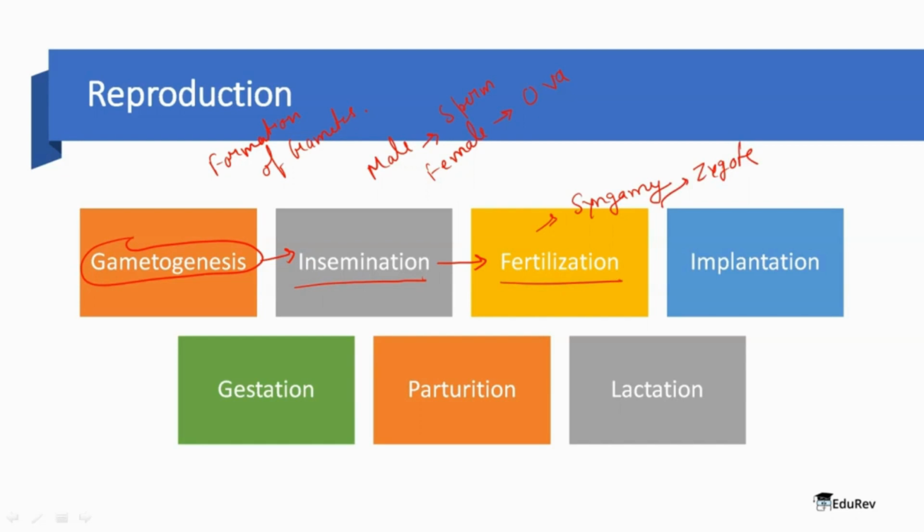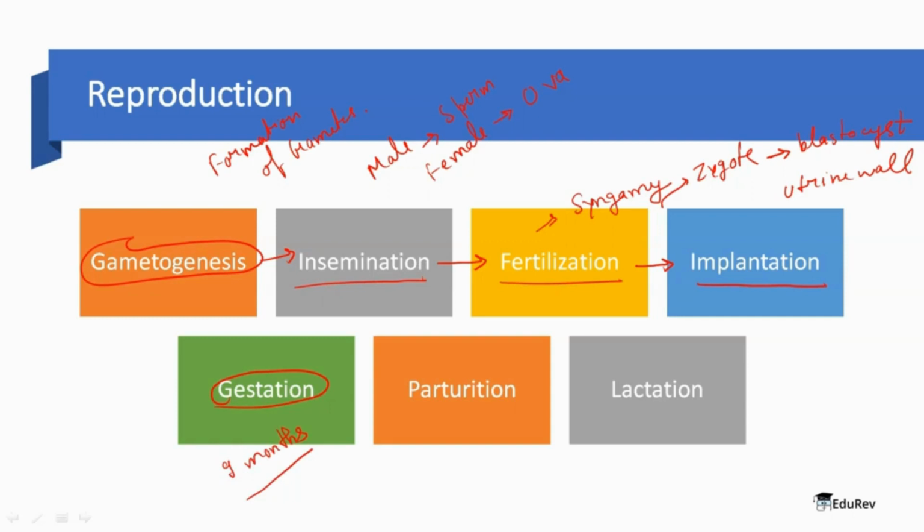Now the zygote is formed. From the zygote, a blastocyst is formed, and it gets attached to the uterine wall of the female body. This attachment is known as implantation. This is the step after fertilization. After implantation, the entire period of pregnancy occurs, and this period is known as the gestation period. It is approximately 9 months. We already know that it is 9 months.